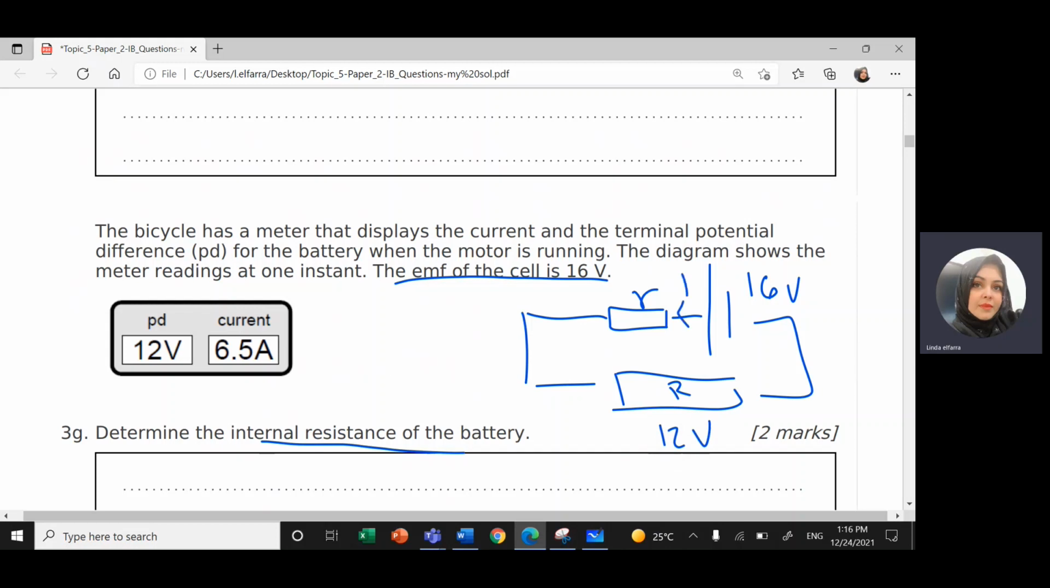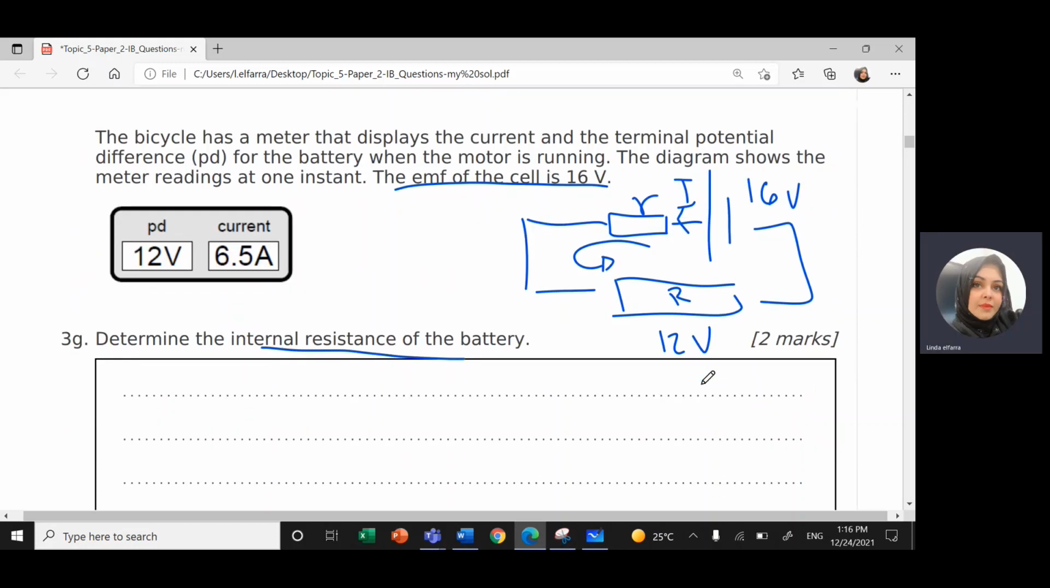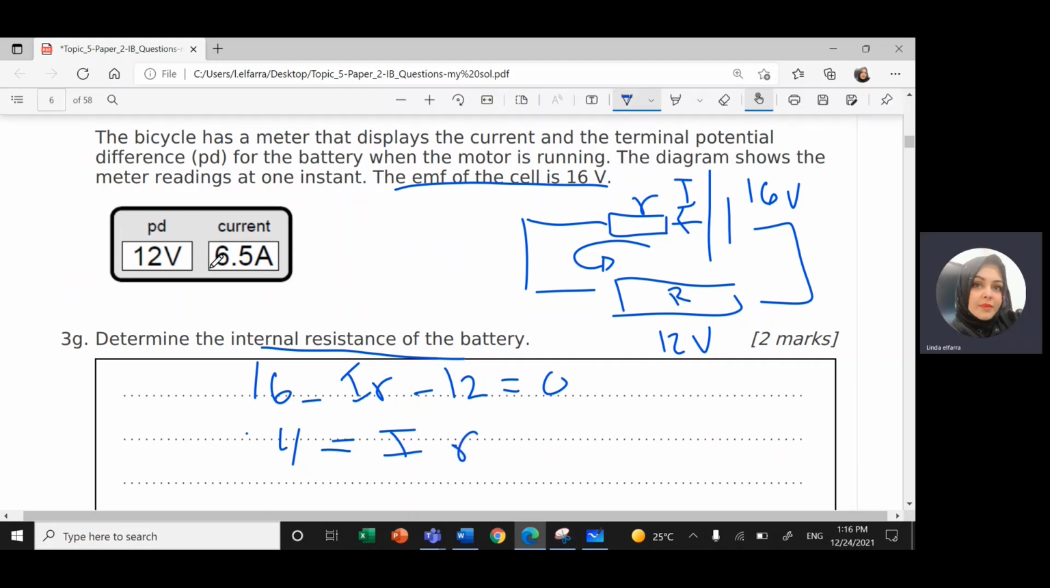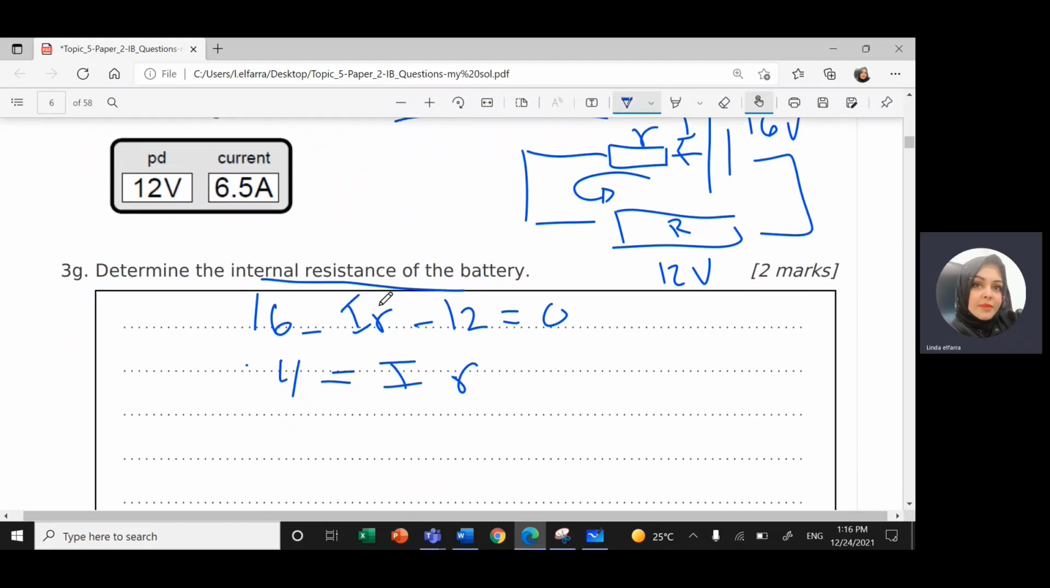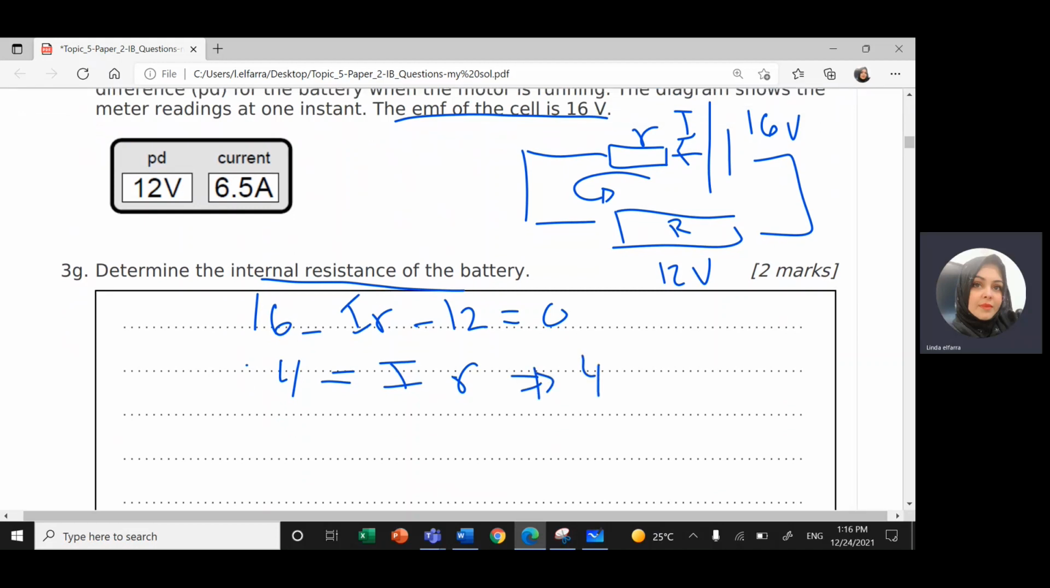Now here is the current that comes out of the battery. If I use Kirchhoff's law, total voltage will equal 0. So I will have the electromotive force minus I times R minus 12 will equal 0. 16 minus 12 will be 4, will equal I times R. Now the value of I is 6.5. So here 4 will equal 6.5 times R.